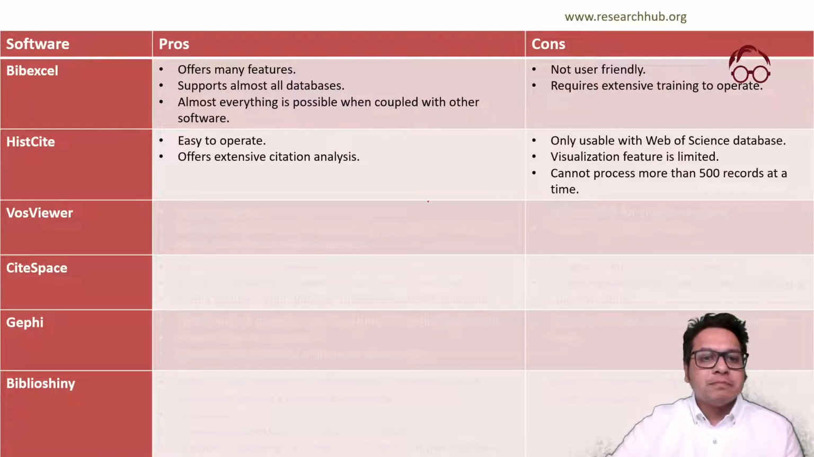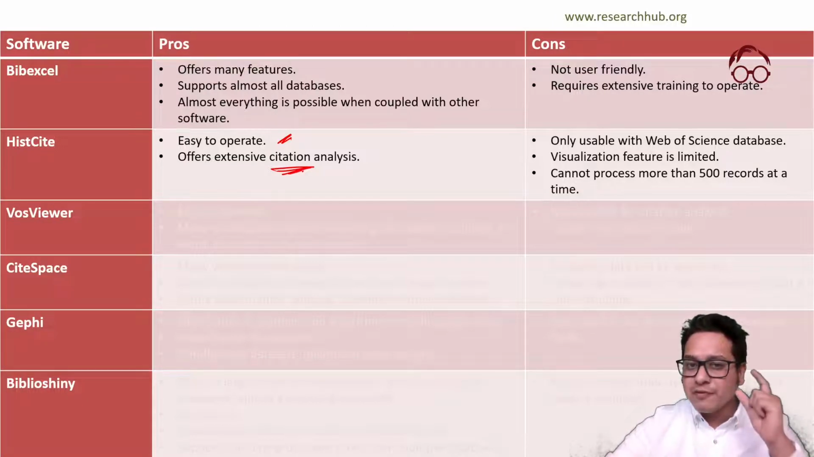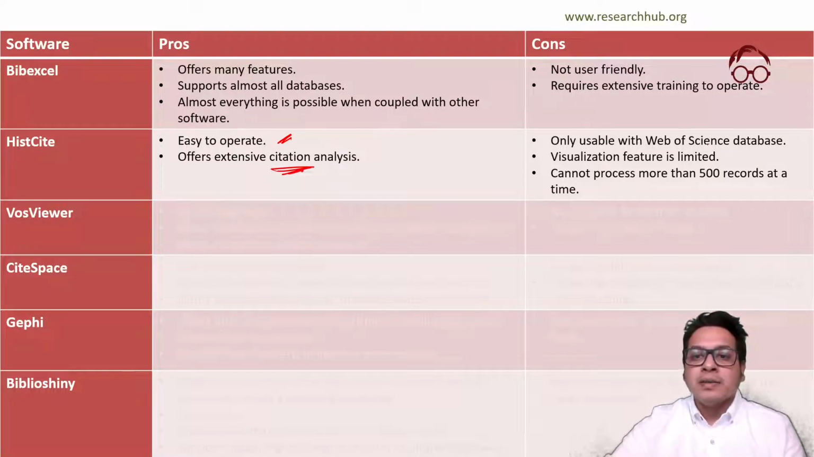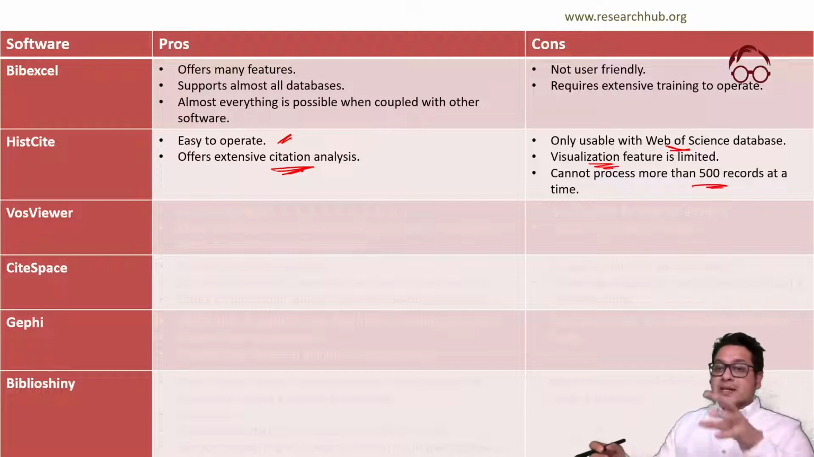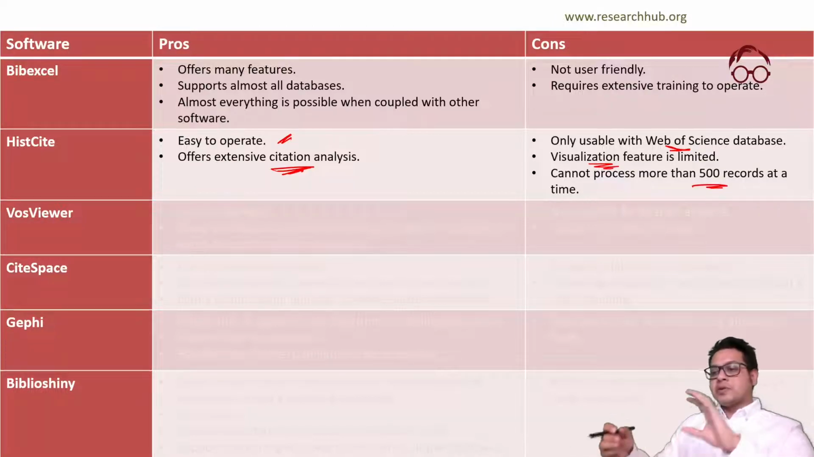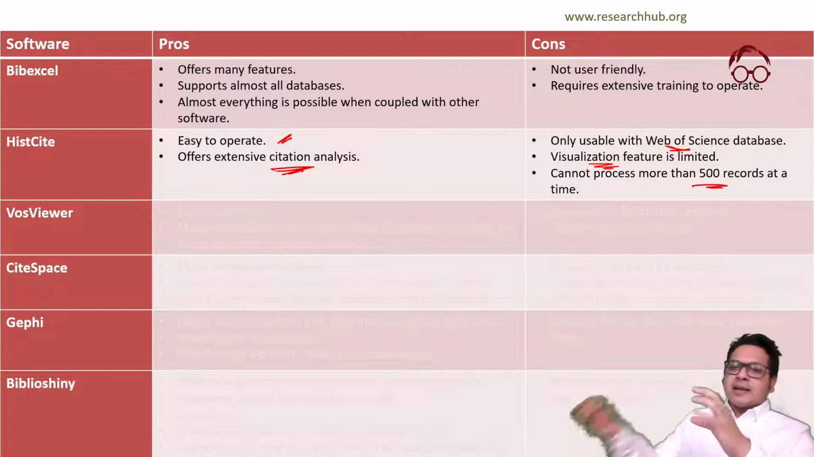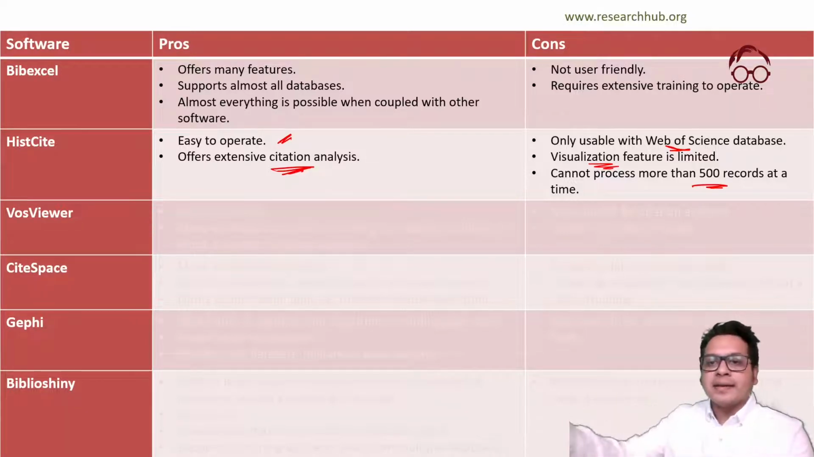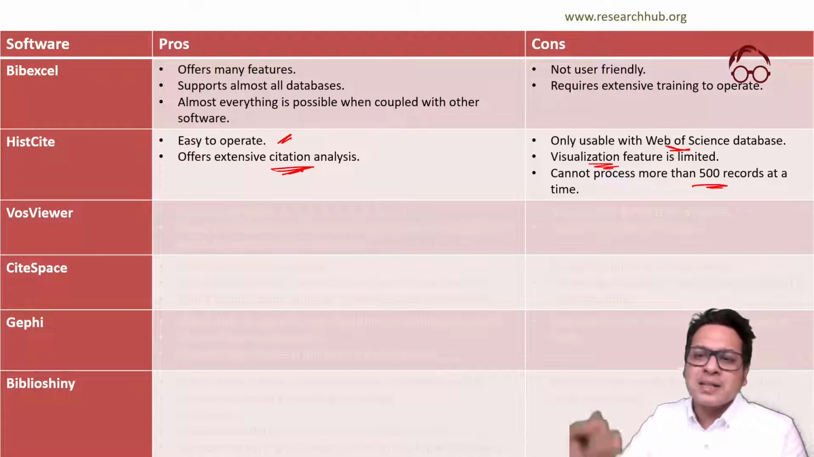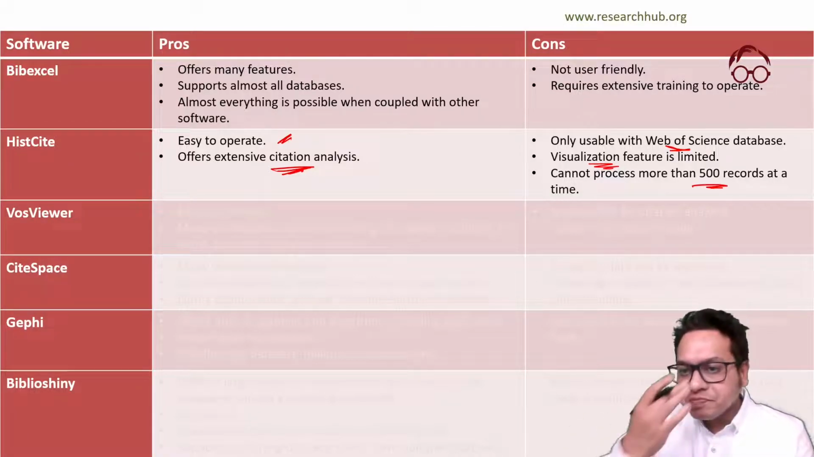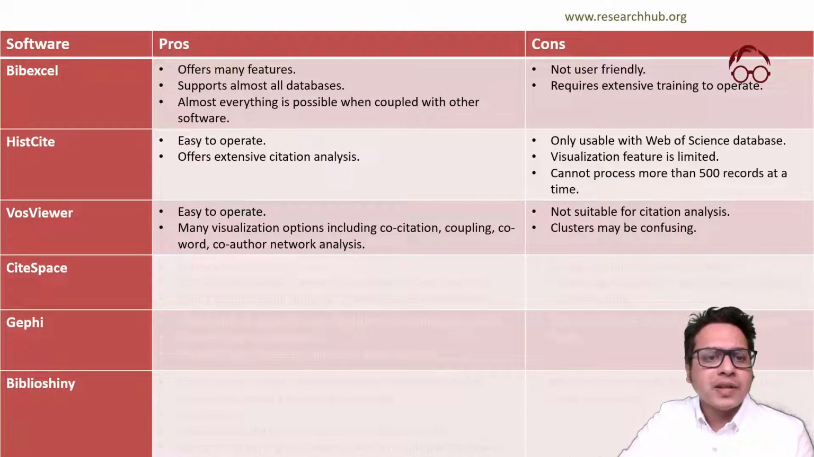For HisCite, now here it's rather easy to use and it offers extensive citation analysis. So note this, it's mainly focused on citation analysis. The problems are it only works with the Web of Science database. The visualization feature is very limited. At a time it can process 500 records. So you add 500 and then you can add another 500 and another 500 and then run analysis of the 1500. So it's not really a problem, but it's a painful thing to do. You have to go back and forth a couple of times.